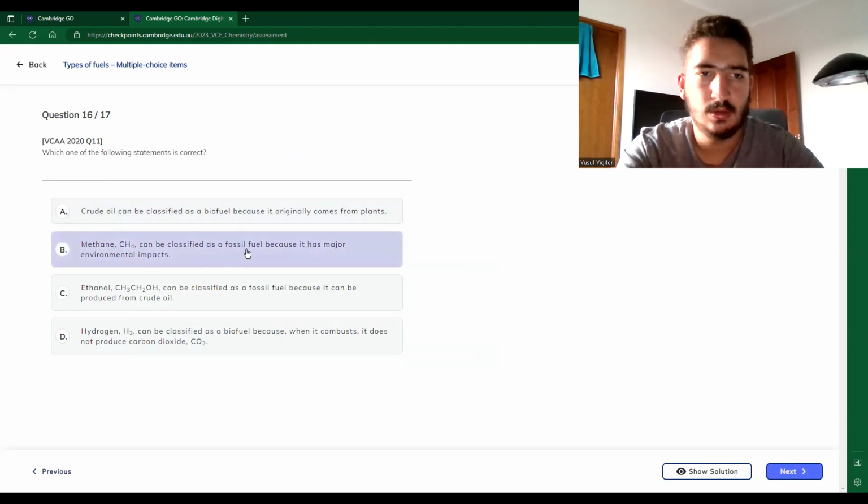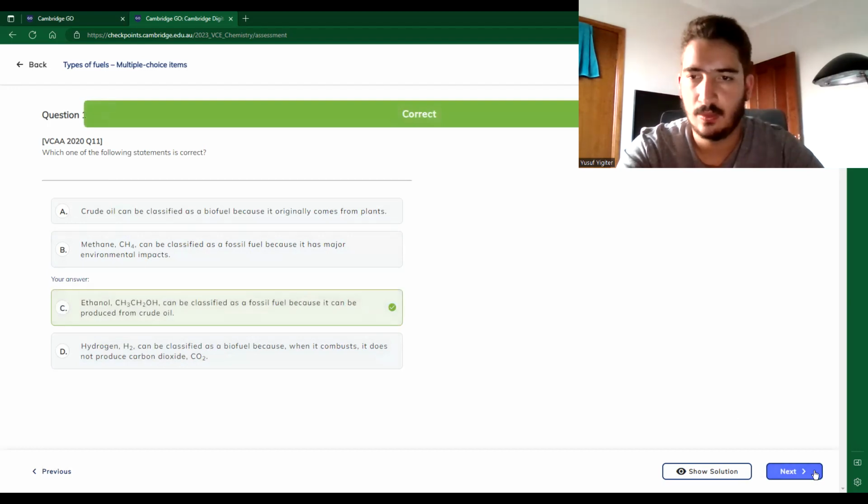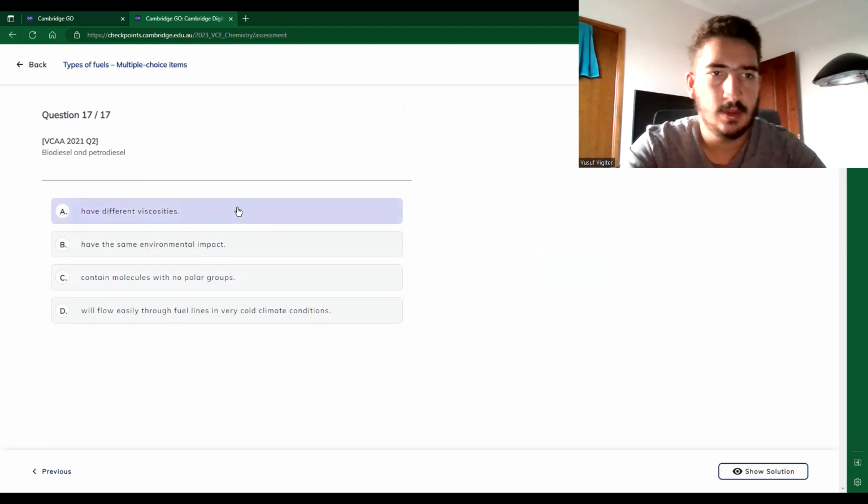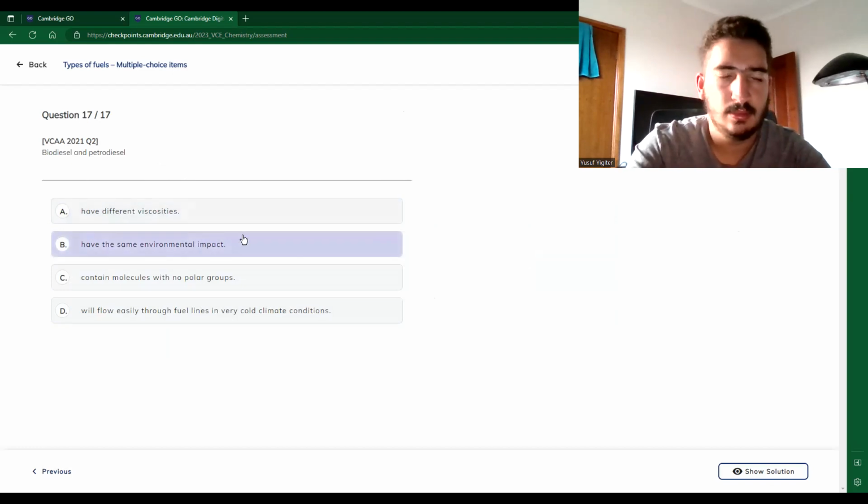Methane, ethanol. I think I already knew that answer before. Biodiesel and petrodiesel have different viscosities. Yeah, have the same. No, contain. No, no.